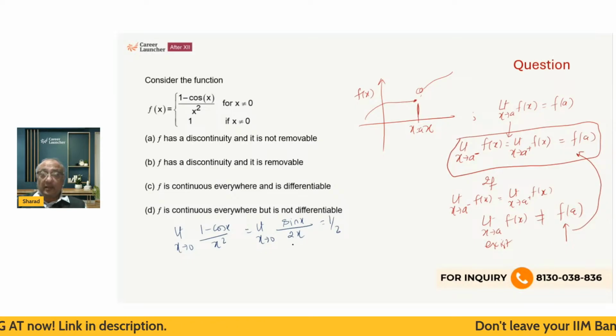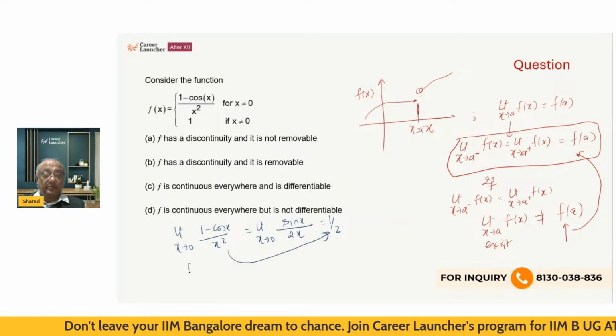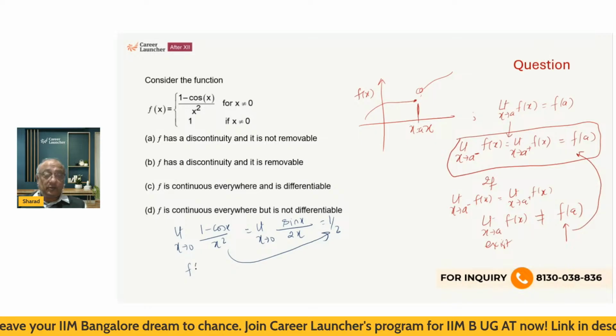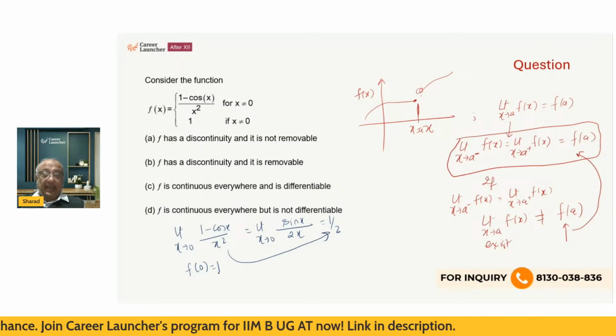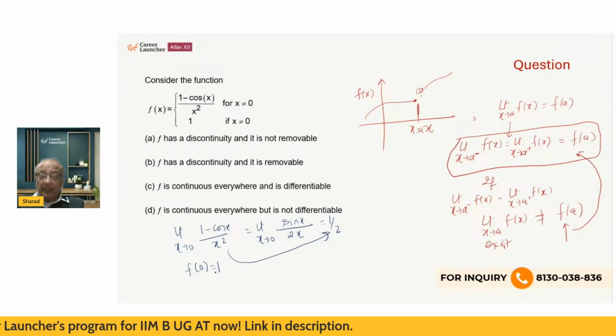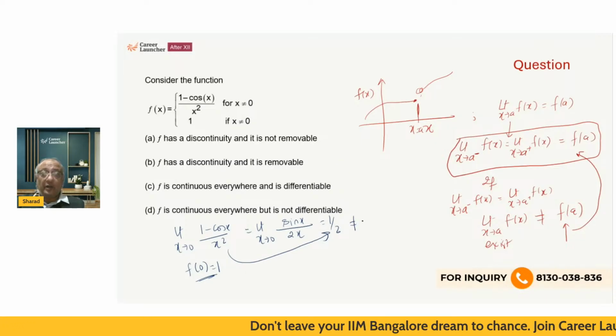This is the fastest if you have forgotten. If you remember this limit, then this is 1 by 2. So what is the funda here? Limit x tends to 0 is 1 by 2, and f(0) is 1. So what kind of a case? The limit is existing, but this is discontinuous. What is the case? Limit is not equal to f(0).